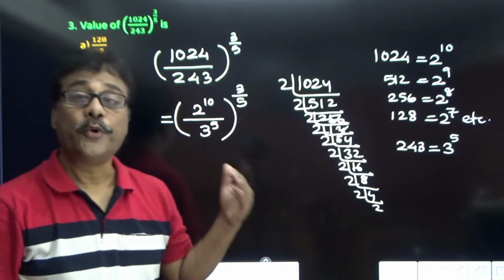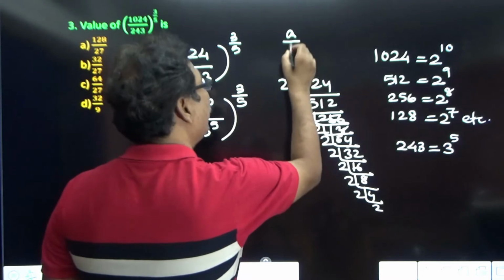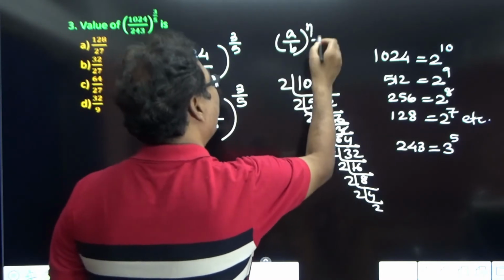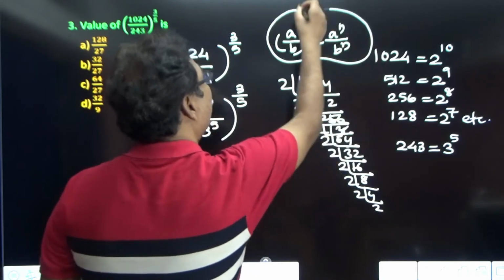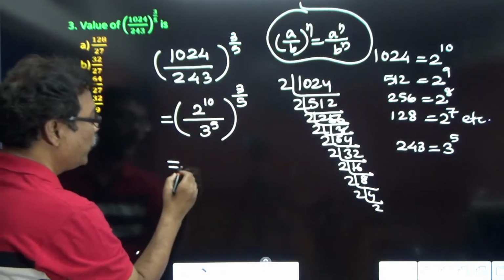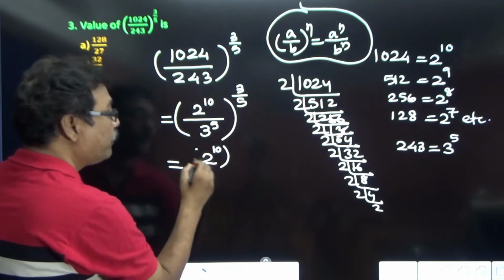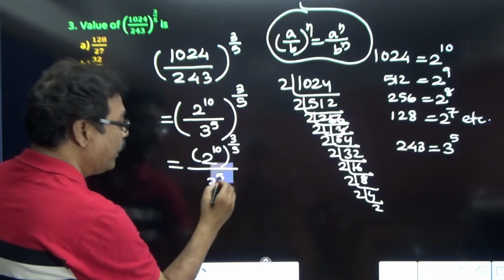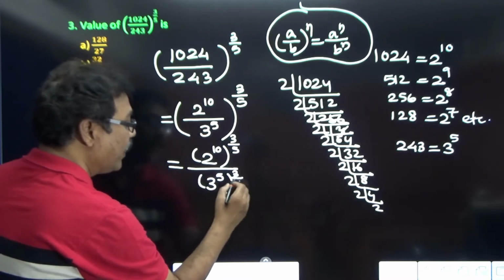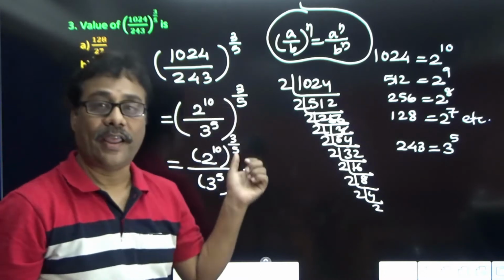Now how am I going to simplify it further? This is the formula: (a/b)^n can be written as a^n / b^n. So if I use this formula, I am going to get (2^10)^(3/5) divided by (3^5)^(3/5). So this is how I can write it.